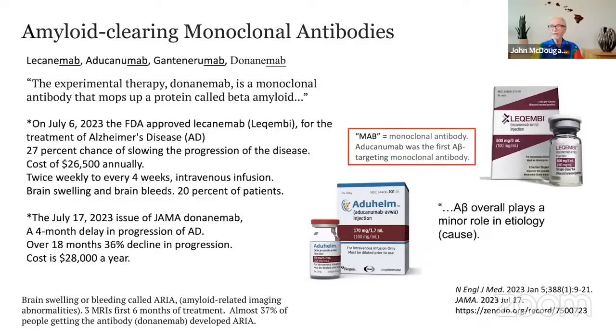And then what we find is that this is a dangerous therapy. They give these intravenous check-ins, like I say, up to twice a week or every 4 weeks, and they have to do MRIs on the patients. They do 3 MRIs over the first 6 months of therapy. And what they find is that in Leqembi, for example, 20% of the people show brain swelling and or bleeding, and some people die as a consequence of this particular infusion and the inflammation that takes place.